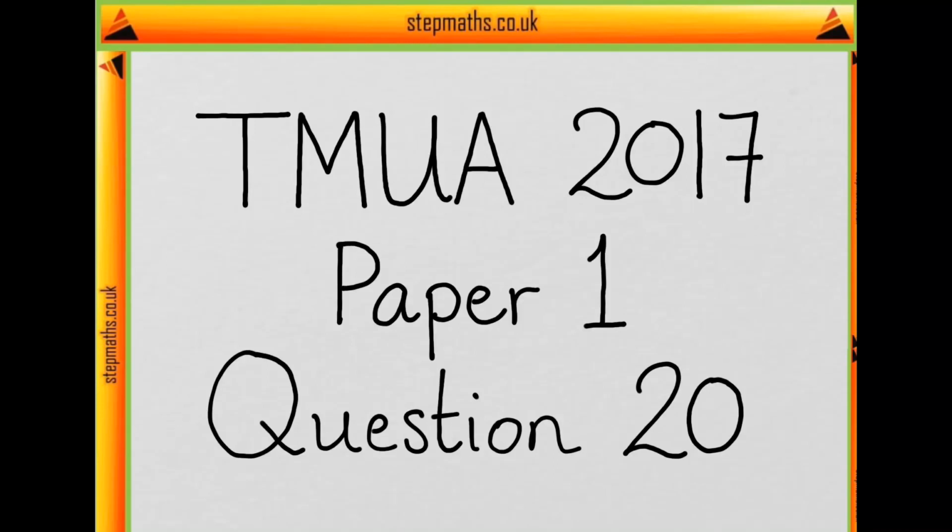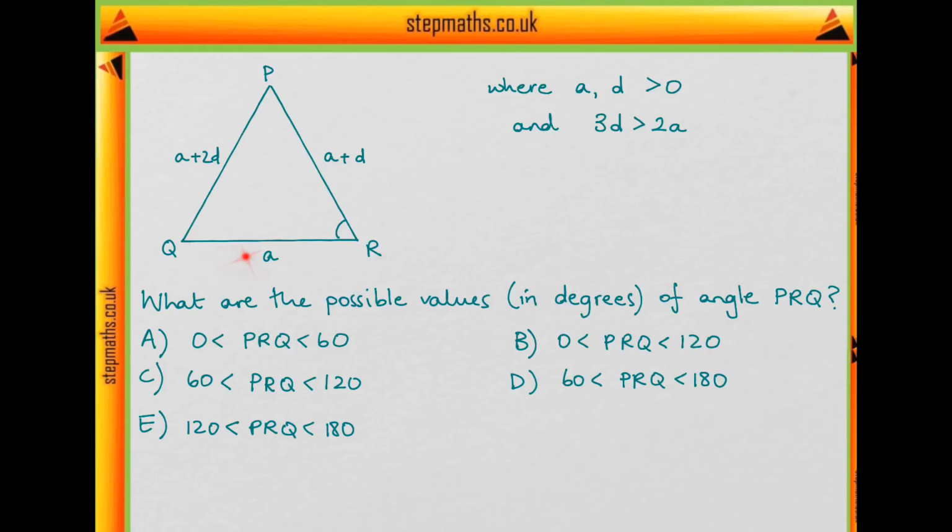Hello, this is question 20 on paper 1 of TMUA 2017. So here we're given this triangle, and we're told that A and D are greater than 0 and that 3D is greater than 2A, and we want to know the range of possible values in degrees for this angle.